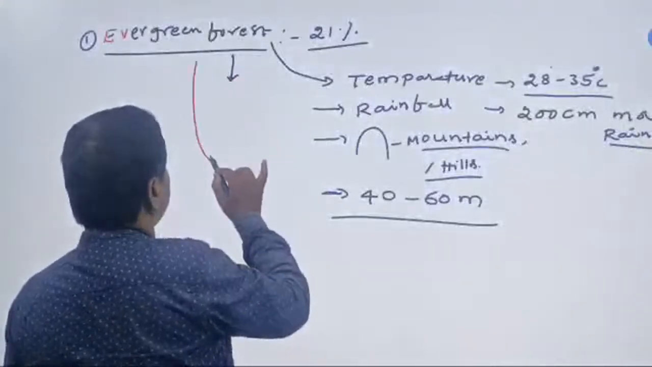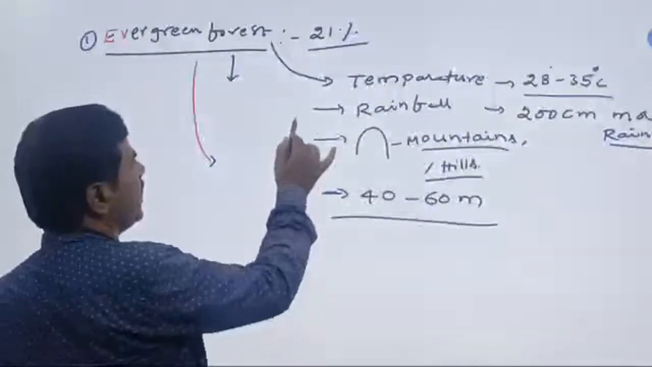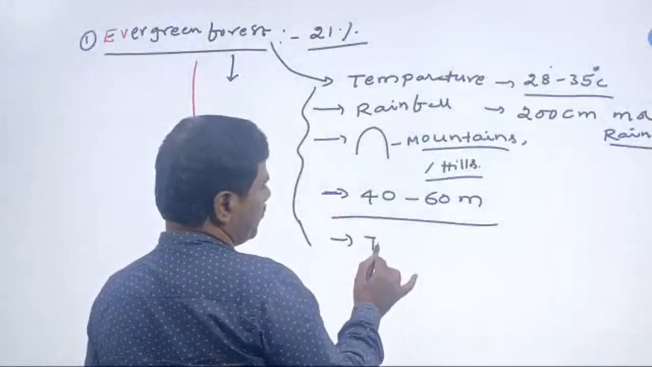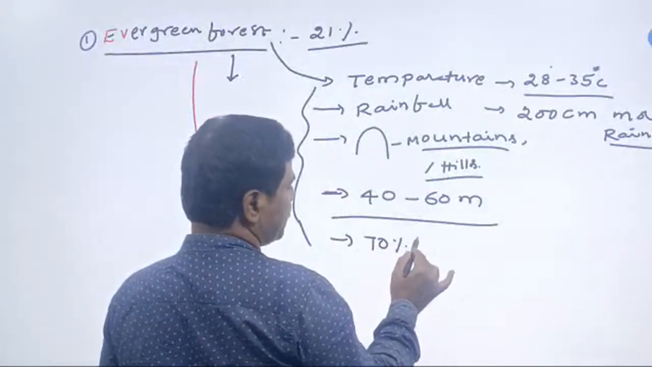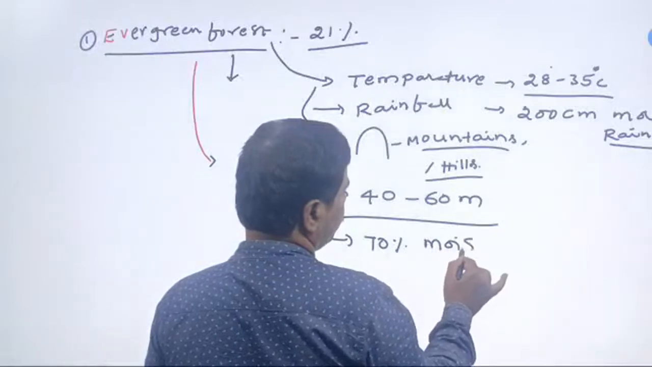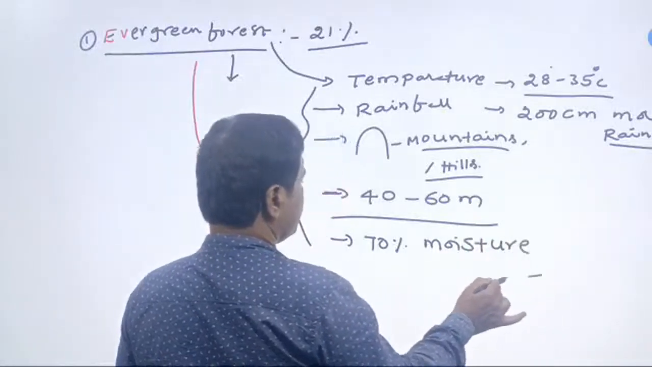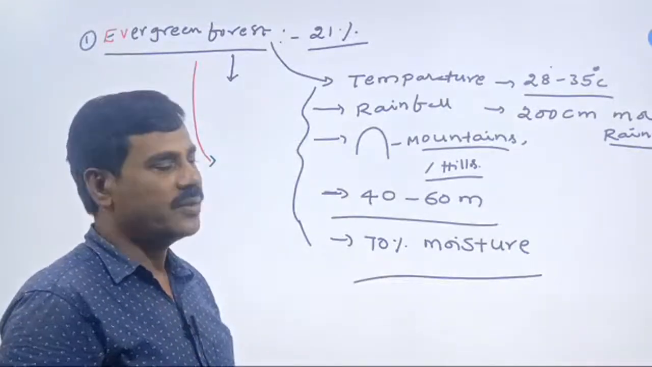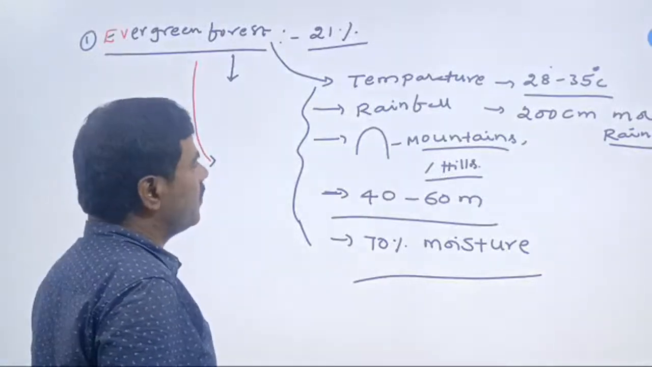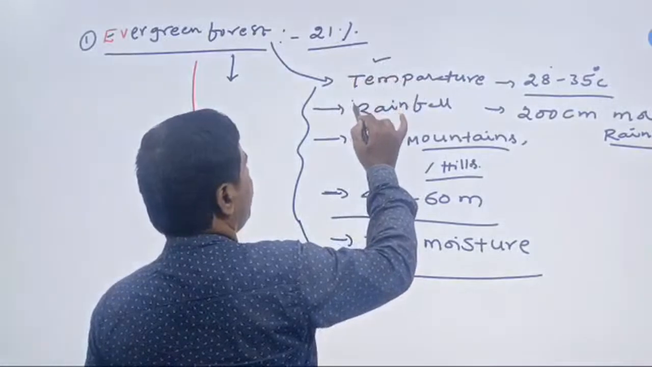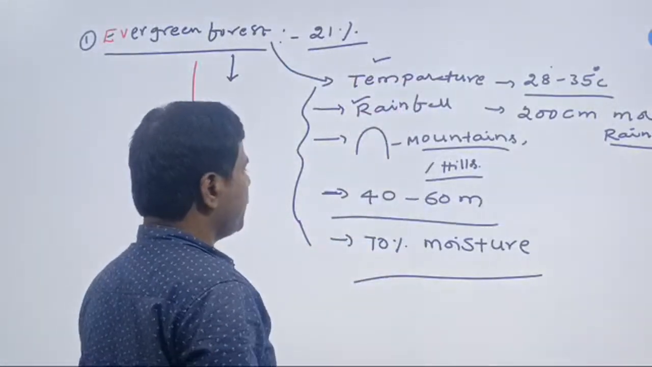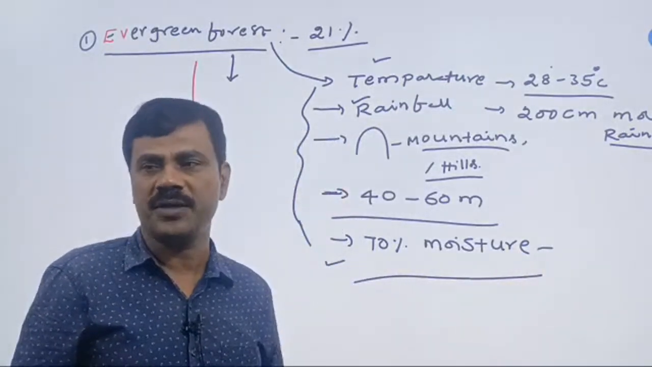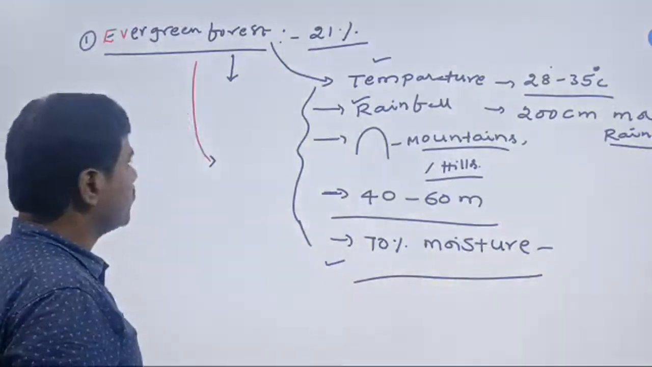This climate system is very essential, and it also requires more than 70% moisture. 70% moisture is compulsory, not less. When the temperature increases, rainfall is also recorded high. Under the high rainfall, this much moisture is recorded in the atmosphere.